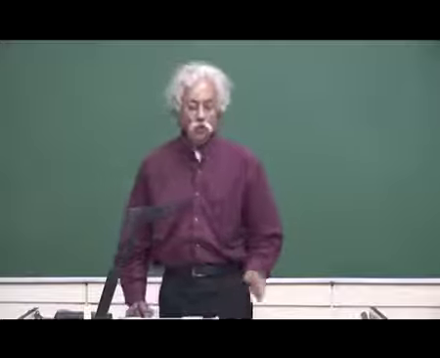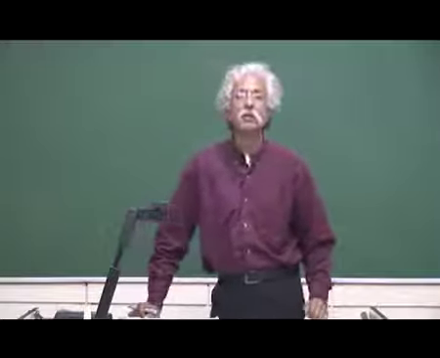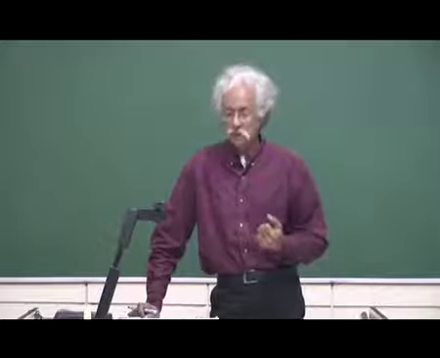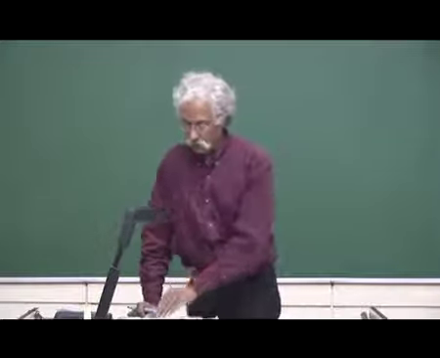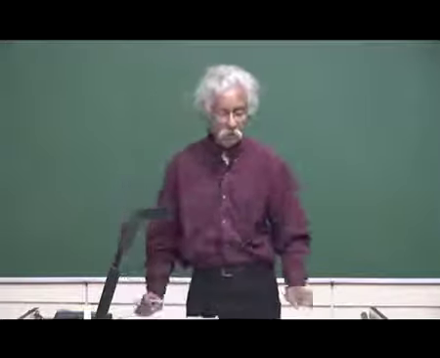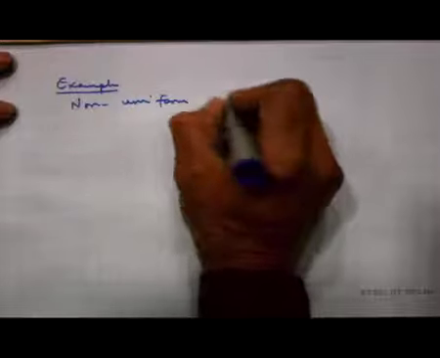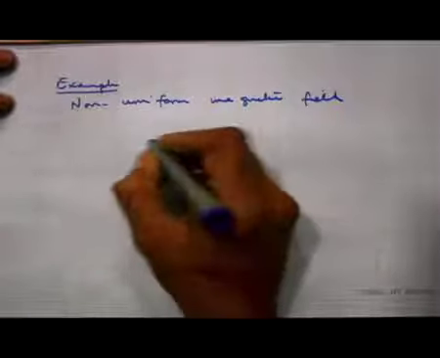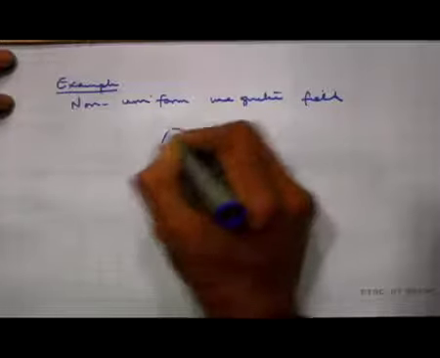Now, all this time we have calculated situations where the magnetic field was uniform. So, I had taken a toroid where the magnetic field was almost assumed to be uniform, then I took a solenoid where the magnetic field was uniform. Now, I want to take an example where the magnetic field may not be uniform. So, this is a non-uniform magnetic field. So, I want to take the following example.